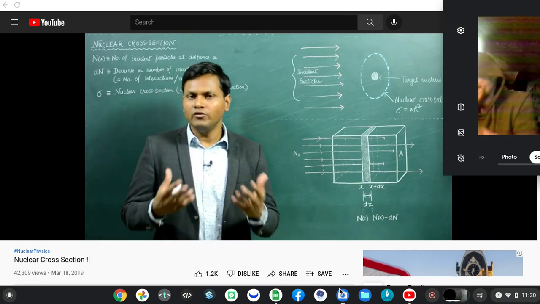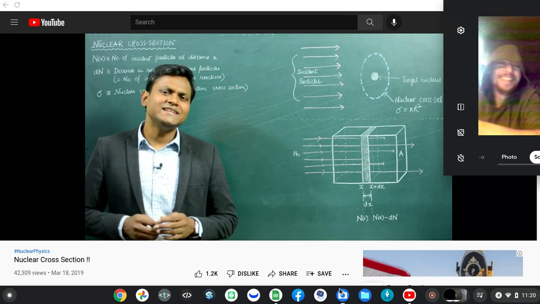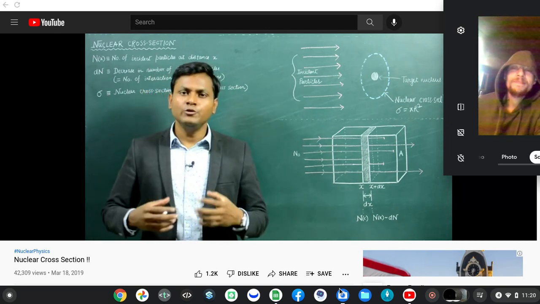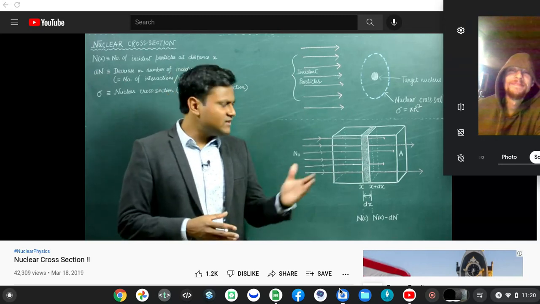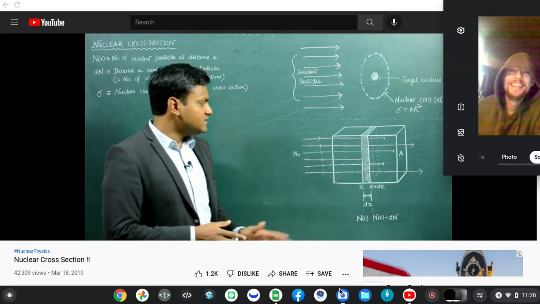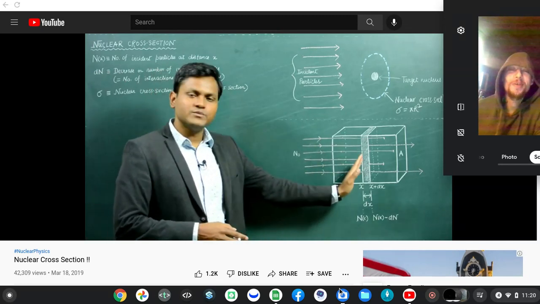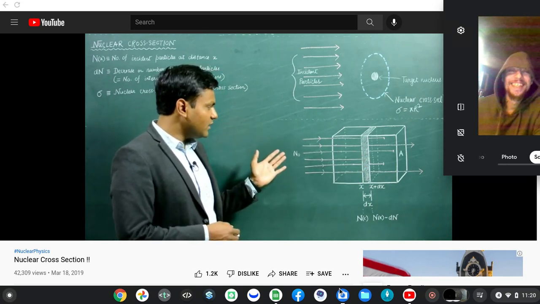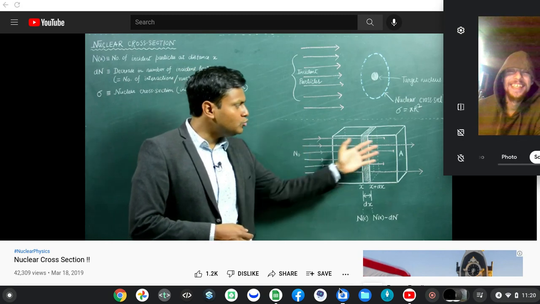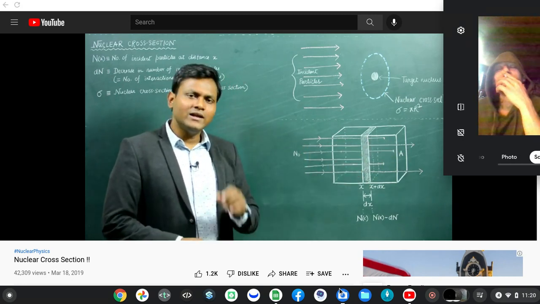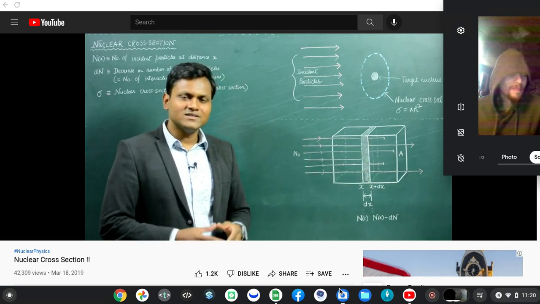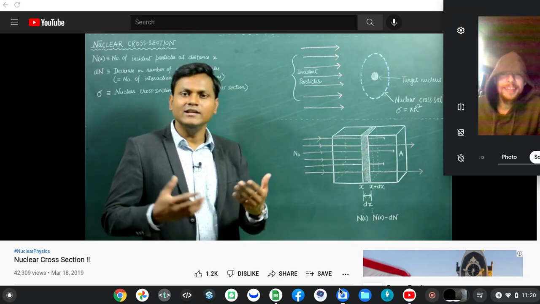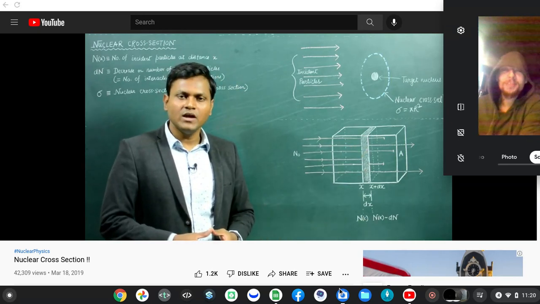However, you already know that the nucleus is a very tiny object. So the vast majority of the space inside an atom is usually empty space. So in this kind of an experiment, when incident particles are bombarded onto some sort of a target nucleus, the vast majority of the incident particles usually penetrate through the empty space of the material, and only a few incident particles actually interact with the target nucleus inside the material and lead to some kind of a nuclear reaction.